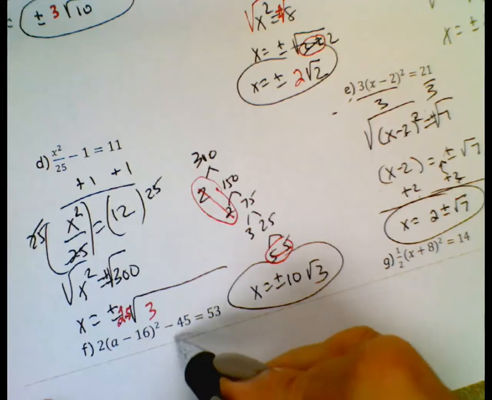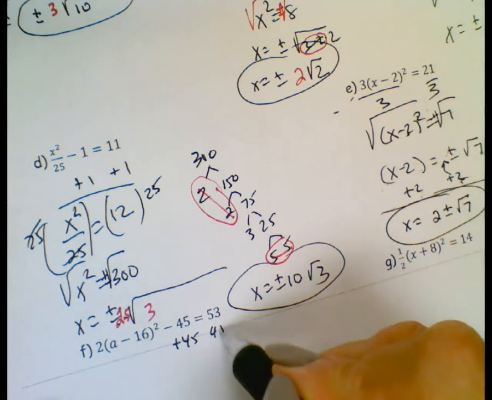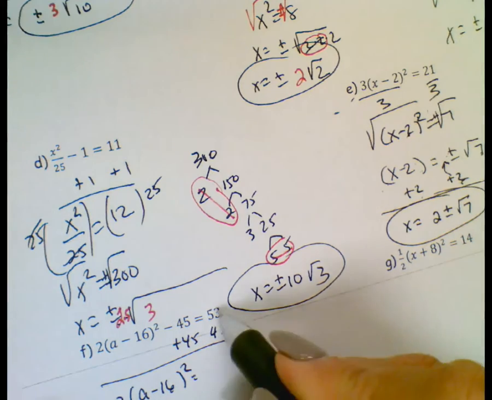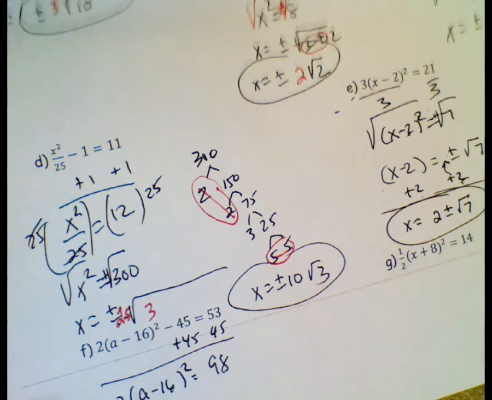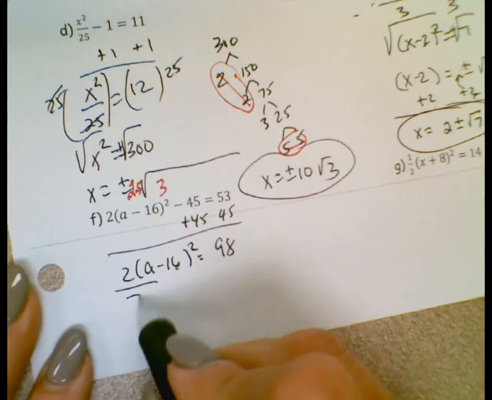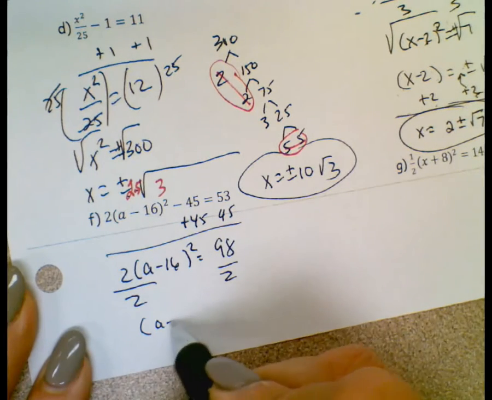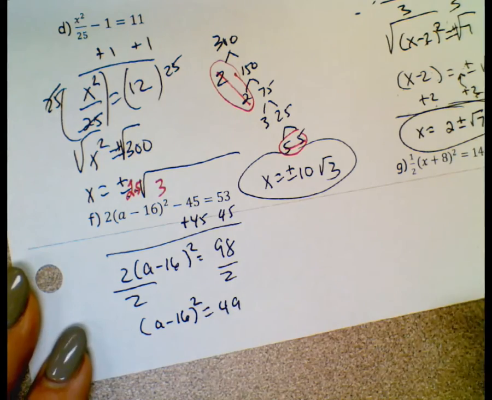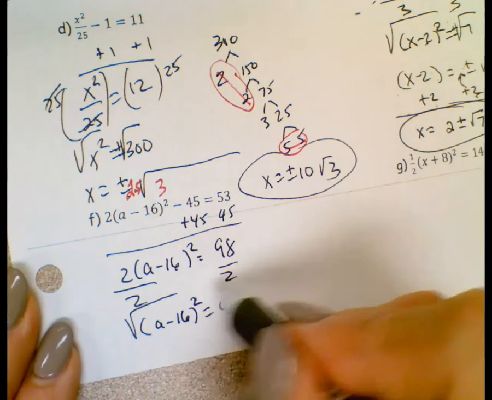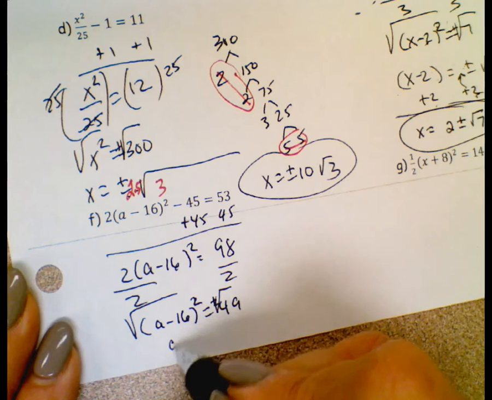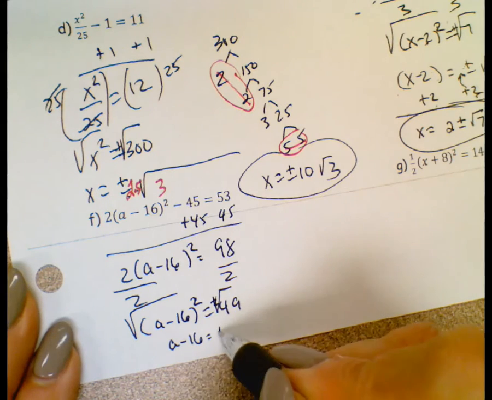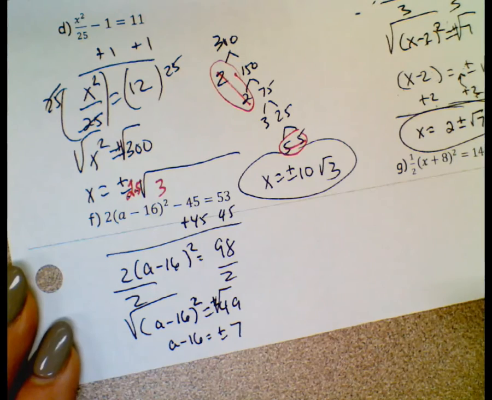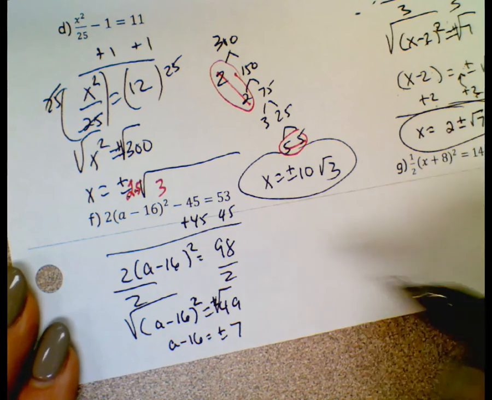And the last one. Add 45, and you get 98. Next step, divide by 2. So you get a minus 16 squared equals 49. Then you're going to get rid of the square. So you're going to square root both sides, put a plus minus. Now this side, 49 actually is a perfect square. If you punch that in your calculator, it is 7. So you don't have to do a factor tree because it is a perfect square.